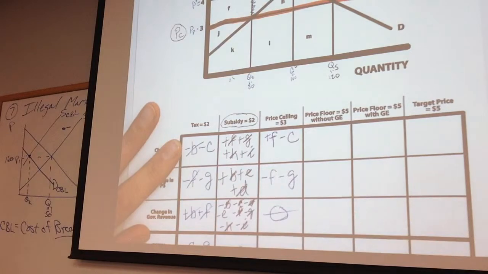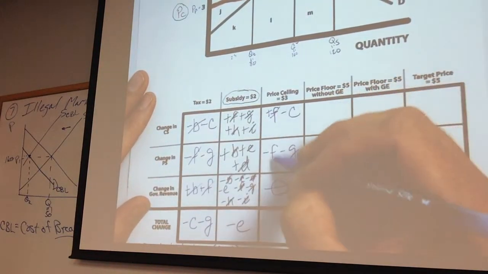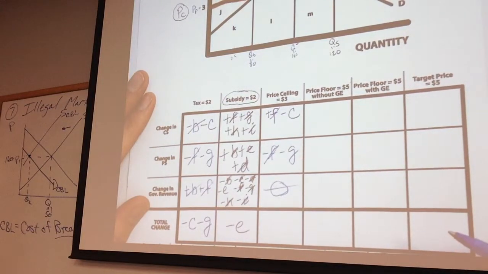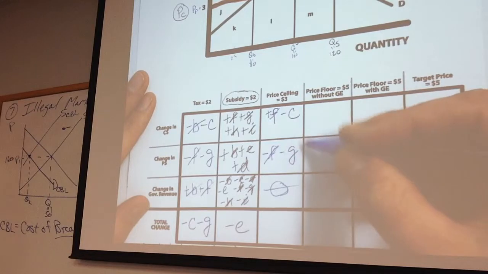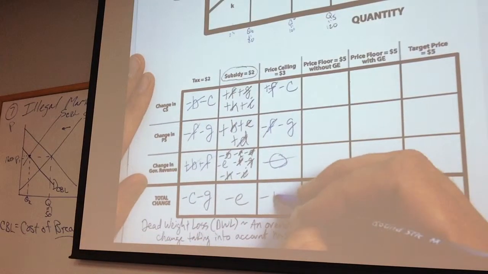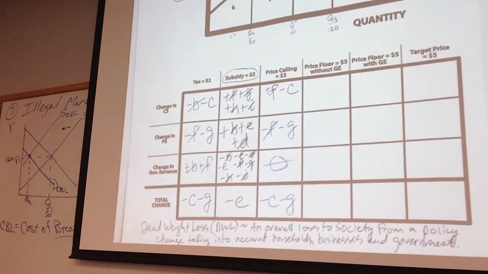And the fun part, we add them all up. Consumers gained F, but it was at the expense of producers, so that was just a transfer. And then, whoopsie, no more transfers. Minus C minus G. Another deadweight loss.